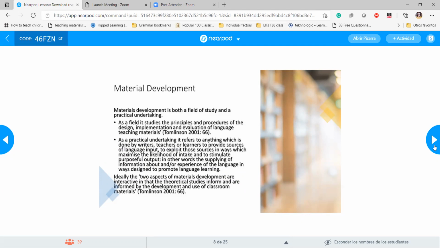So as a teacher, I can study a material, and then there are a certain amount of procedures that I can do in order to apply the practical undertaking of material design and development, okay? So that means that the theoretical studies help inform us on what things I should take into account. And then according to that, I'm going to develop the materials and make use of them in the language classroom. And we're going to learn how to adapt, how to simplify, and how to do materials according to all of these principles and procedures.